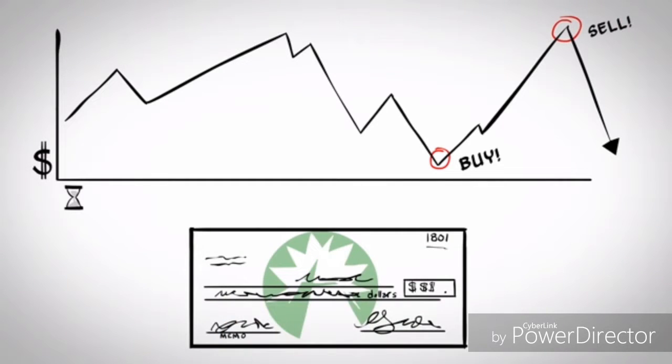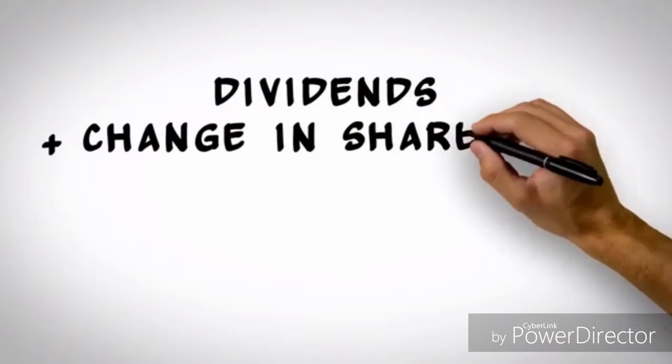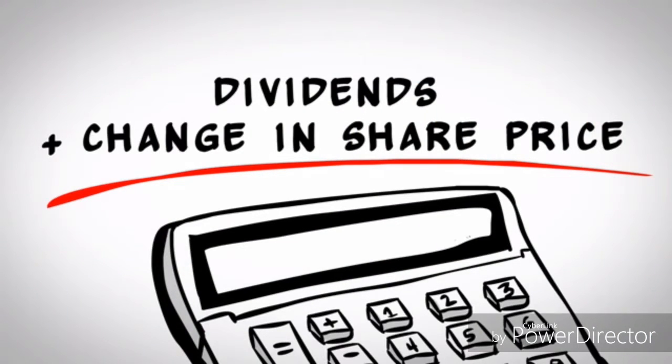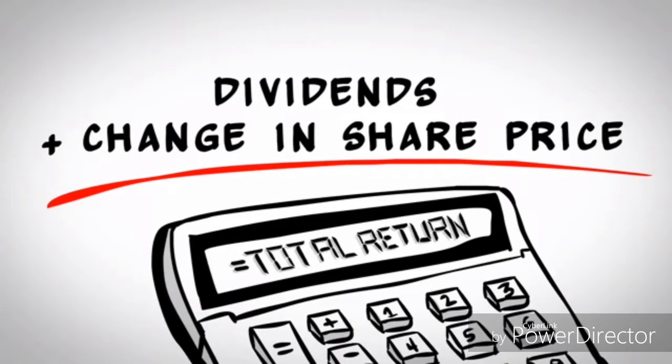Investors can also make money by sharing in a regular payout from the company to its shareholders, something that's also known as dividends. Not all companies pay regular dividends, but when they occur, dividends and changes in share price are both part of a total return, which is your total gain or loss on an investment.